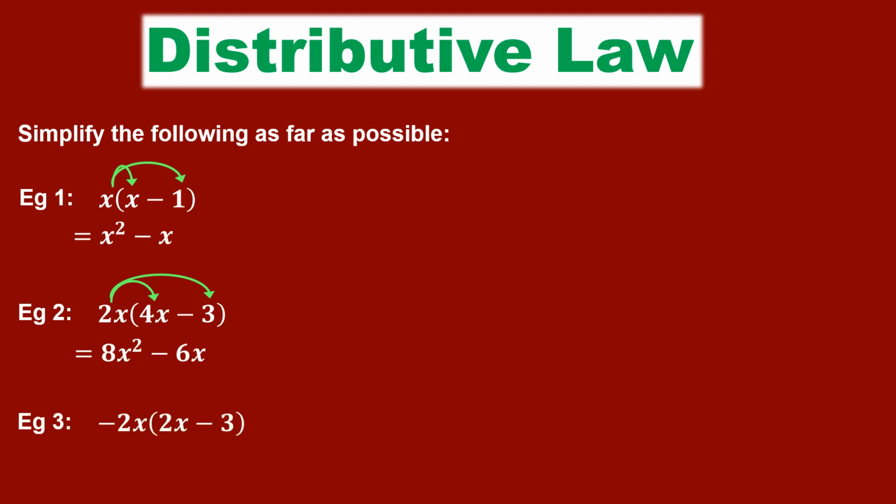In example 3, we've got minus 2x outside and 2x minus 3 inside. All we're going to do is multiply that minus 2x inside the bracket. We have to be careful though, because we have a minus outside and a minus inside. A minus times a minus gives me a positive. We can't forget that. So minus 2x times 2x is minus 4x squared, and minus 2x times minus 3 is plus 6x. Let's try one more example on this slide that's a little bit longer.